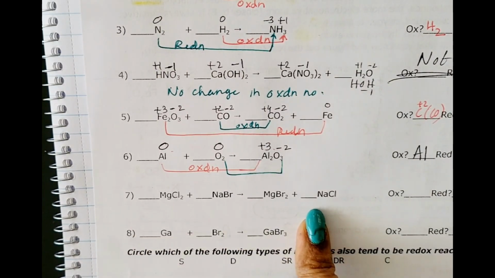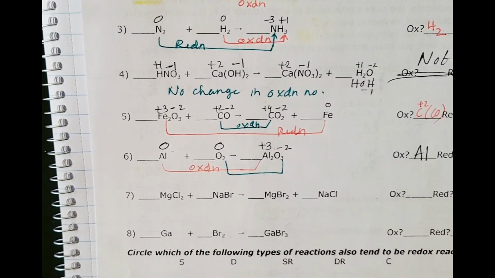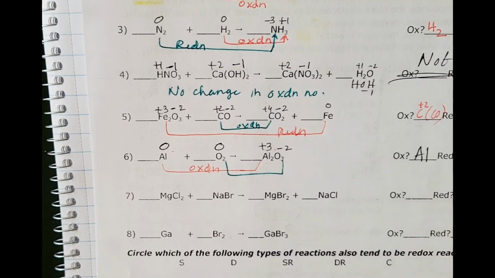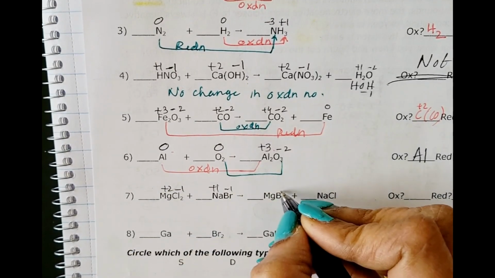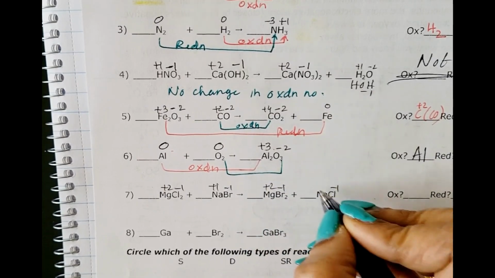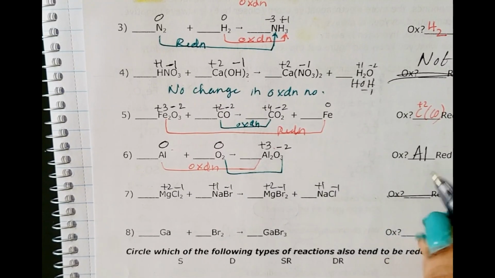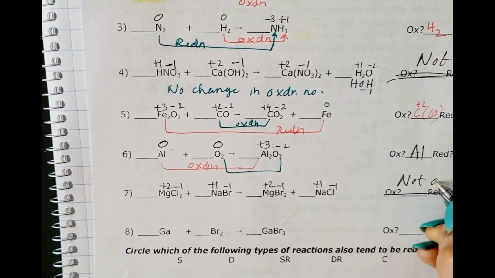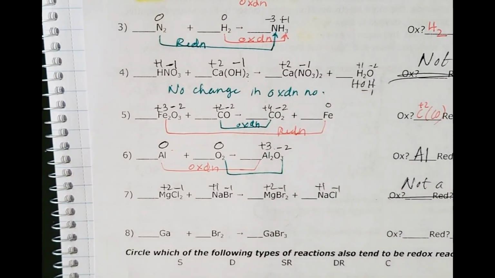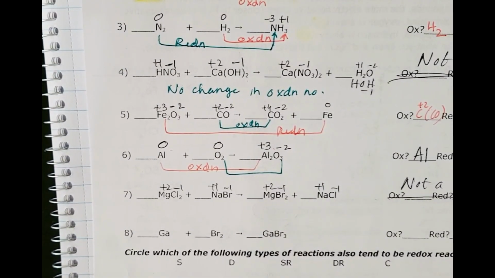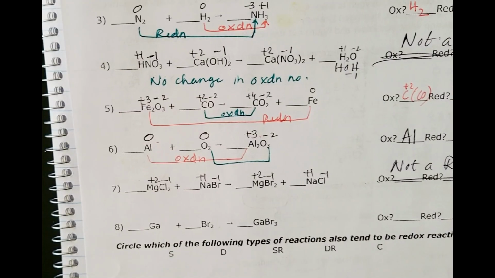What about this? Okay, -1 plus 2, -1 plus 1, -1 plus 2, -1 plus 1. Okay, which one undergoes oxidation? None. So that is what? Not a redox reaction. Okay, next one. That is easy.